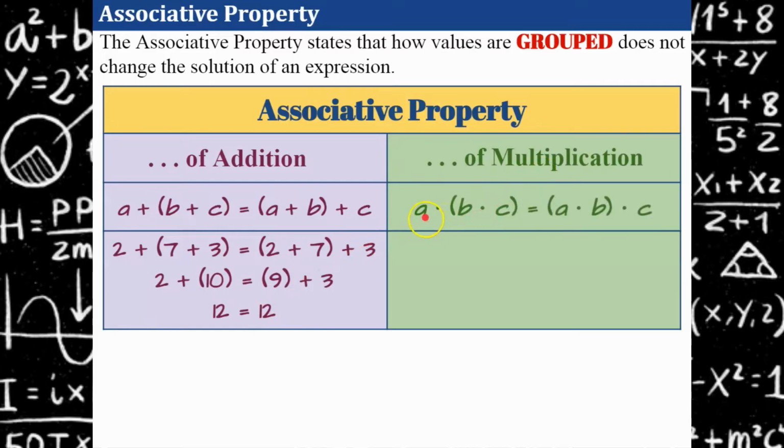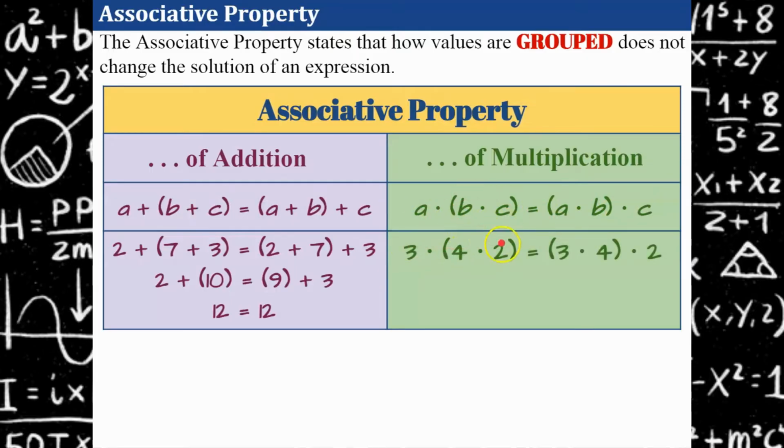So now we're going to have repeated multiplication. A times B times C on both sides. The first side of the equal sign, on the left, we're going to group B and C. And on the right, we're going to group A and B. So let's use some numbers.